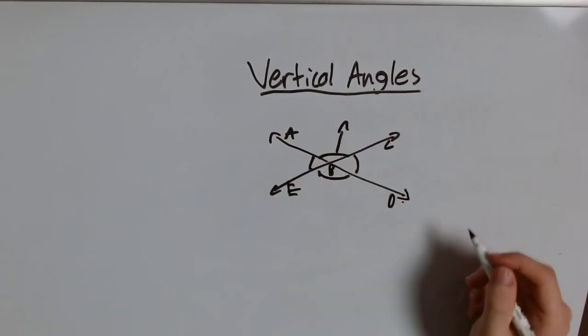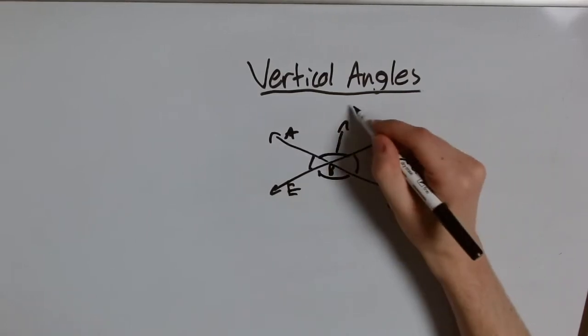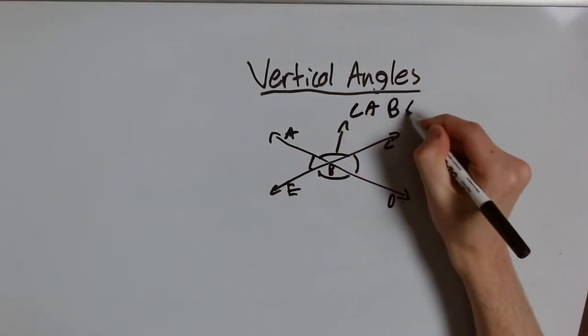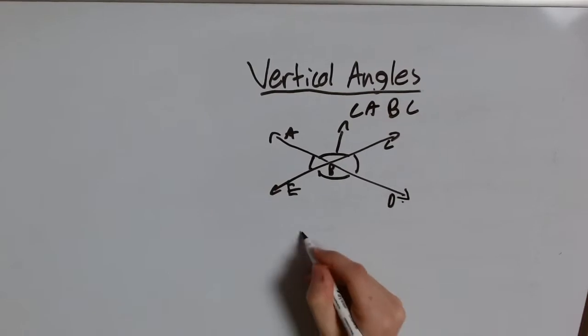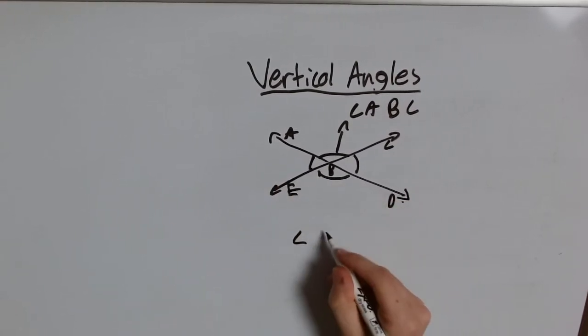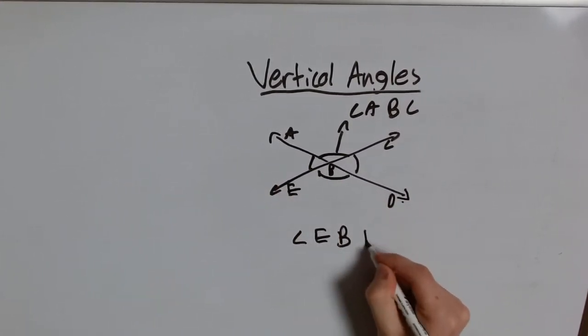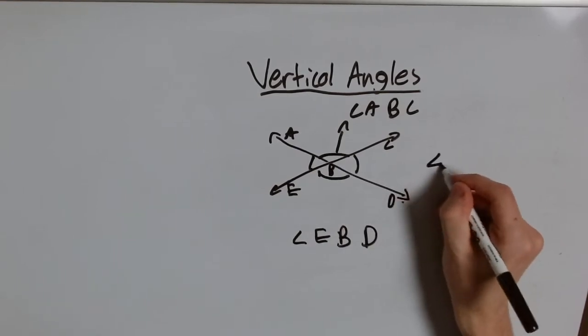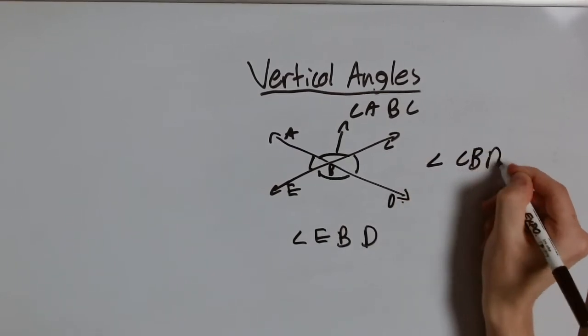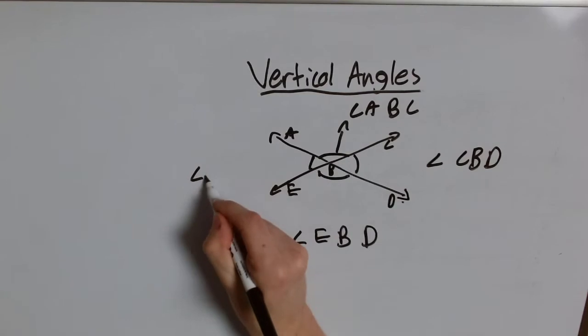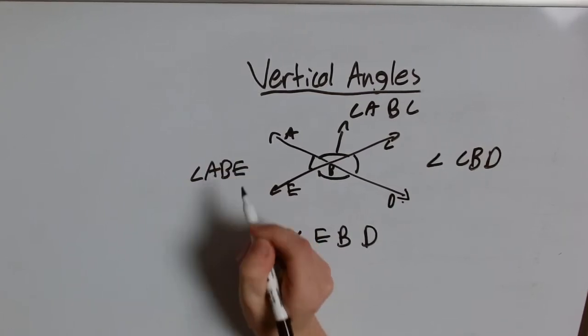I'm going to write them out with arrows, right? Up here, this top one, A, B, C. Over here, this bottom one, E, B, D. This right one, C, B, D. And this left one, A, B, E.